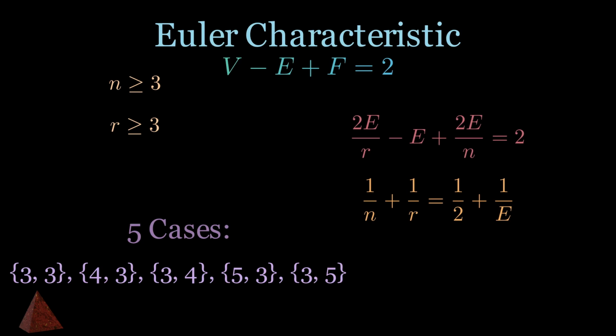The tetrahedron, whose sides are triangles, 3 of which meet at a vertex, has, by the equation, 6 edges, 4 faces, and 4 vertices. The cube, whose sides are squares, 3 of which meet at a vertex, has 12 edges, 6 faces, and 8 vertices. The octahedron, whose sides are triangles, 4 of which meet at a vertex, has 12 edges, 8 faces, and 6 vertices. The dodecahedron, whose sides are pentagons, 3 of which meet at a vertex, has 30 edges, 12 faces, and 20 vertices.